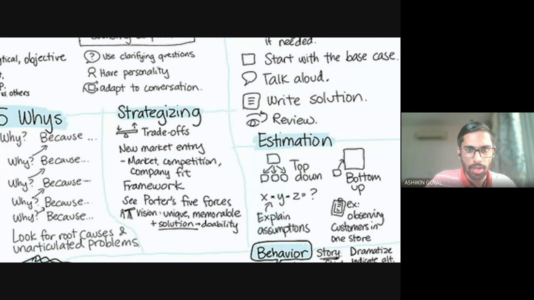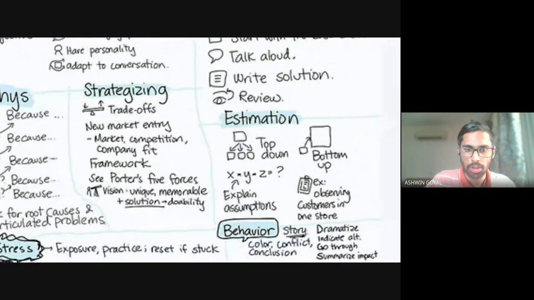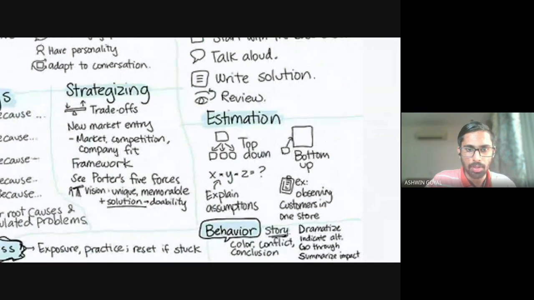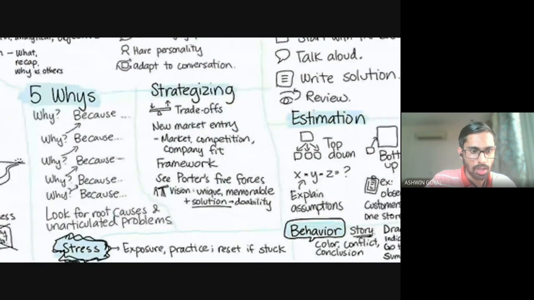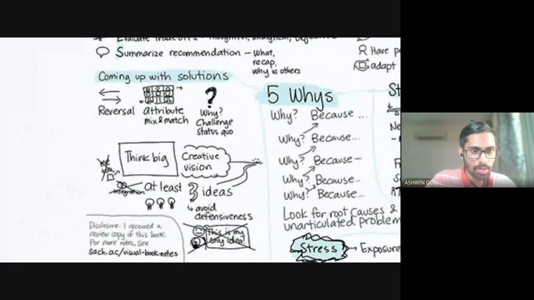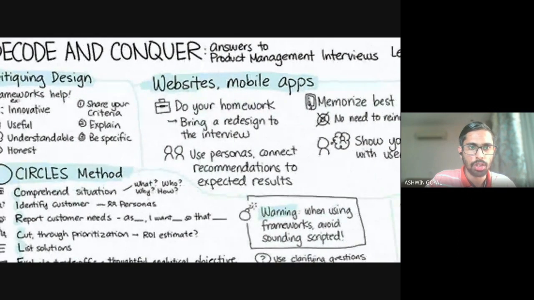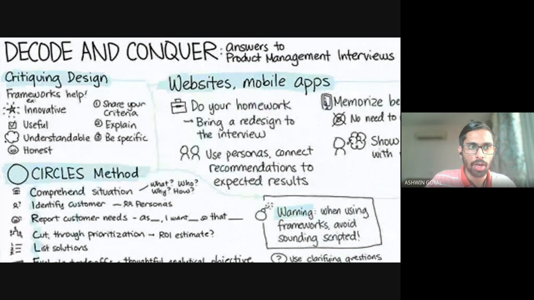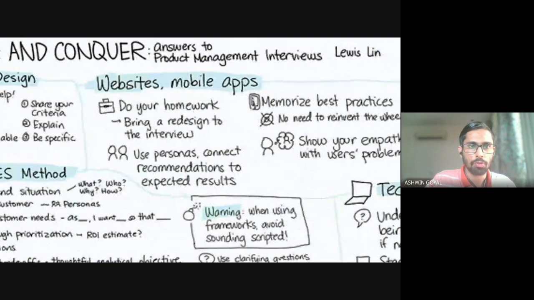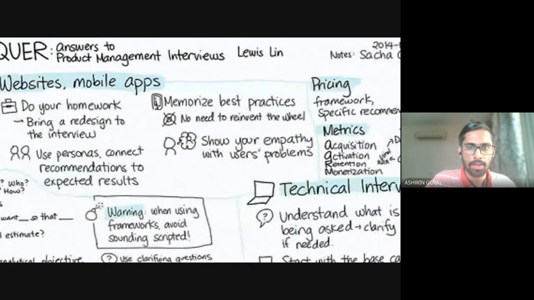Then we have estimation. This is guesstimates, top-down approach, bottom-up approach, right? Explain your assumptions. That is important. Ask clarifying questions. Okay, what else? So this is a summary of Decode and Conquer. Decode and Conquer is a widely recommended book for product management.